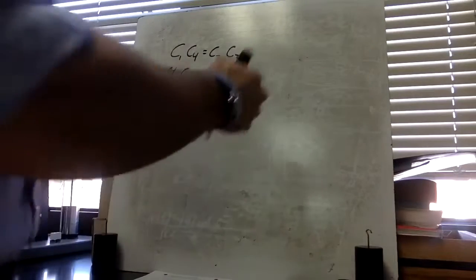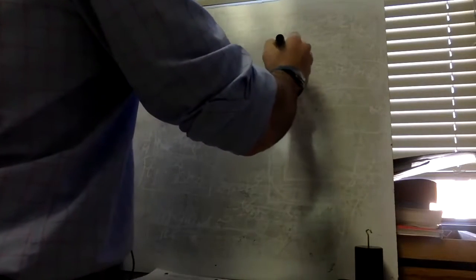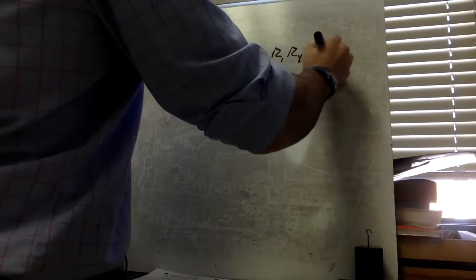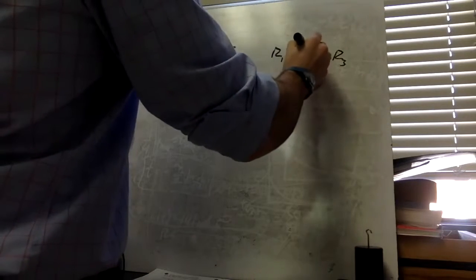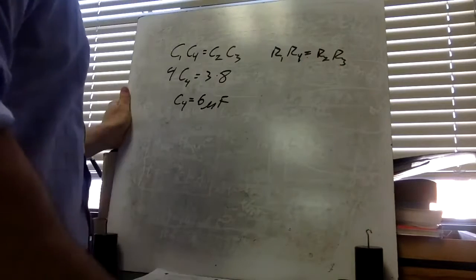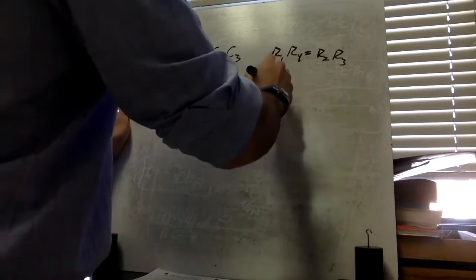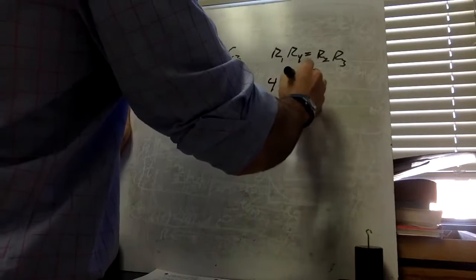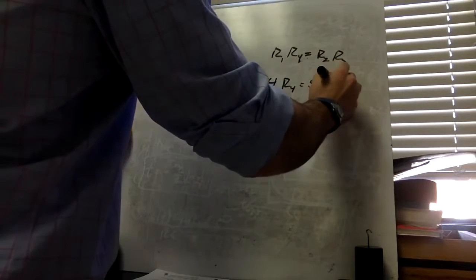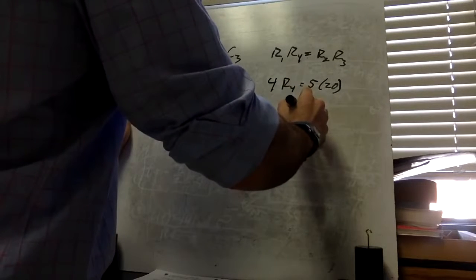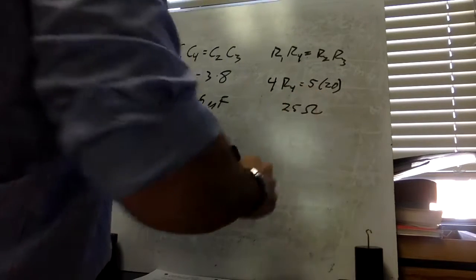And then for B, it was the same kind of thing. The diagonals R1 times R4 is R2 times R3. The product of the diagonals should be the same. And so what we end up with here, plug in the numbers, so it's 4 times R4 is 5 times 20. It's 100 divided by 4 gives you 25. These are all just regular ohms.